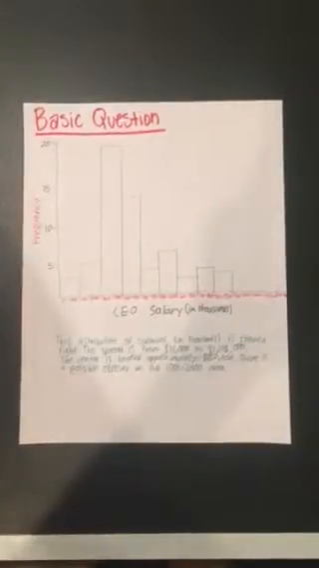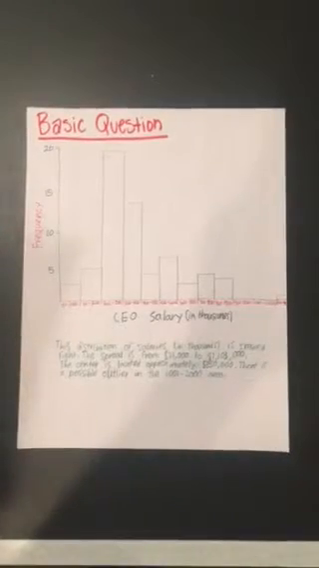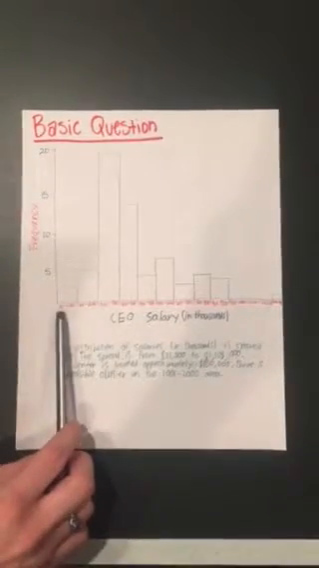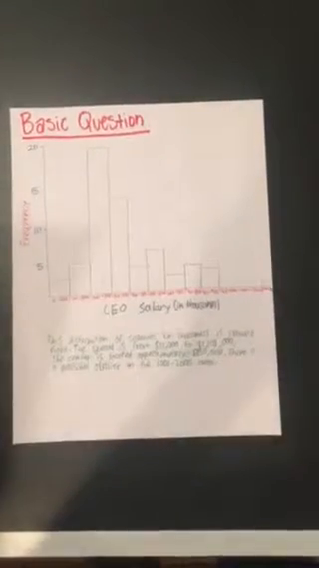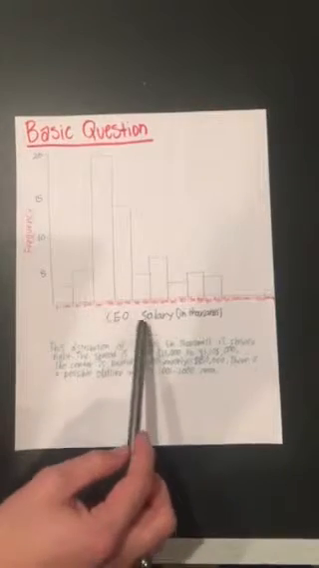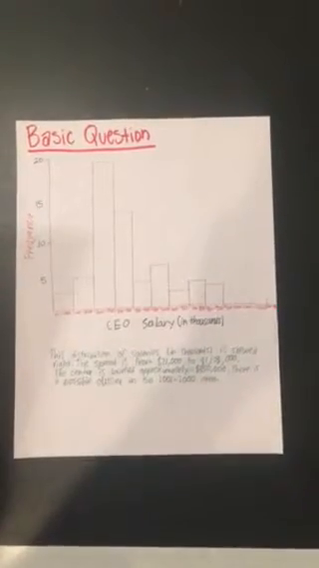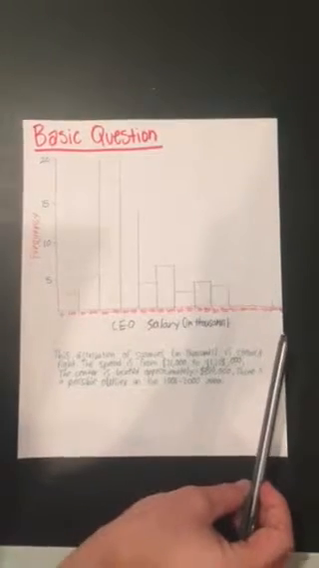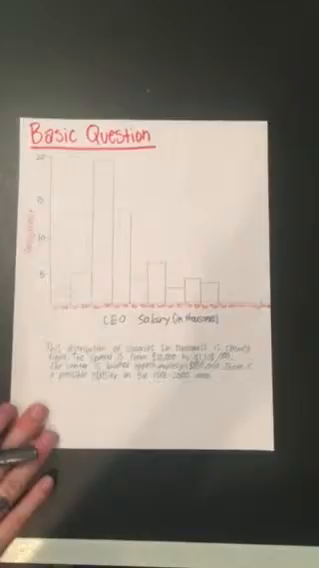Shape, outliers, center, and spread. The shape of this distribution is skewed right. The spread is from $21,000 to $1,103,000. The center is located at approximately $350,000, and there's a possible outlier at the 1,001 to 2,000 area.